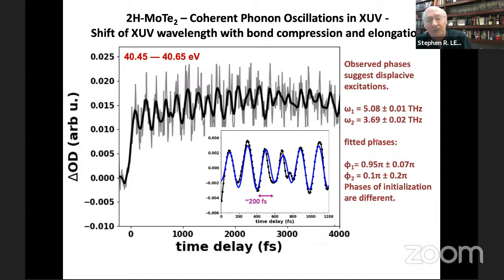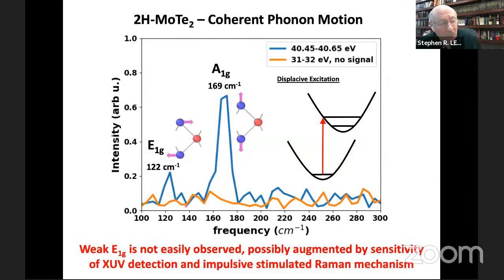And this oscillation is actually composed of two frequencies, one about 5 terahertz and one about 3.7 terahertz. And we can fit not only the frequency, but also the phases. And the phase gives us some new information about the mechanism. And what you see is that these two modes in the Fourier transform are showing us that one is an A1G mode and one is an E1G type of mode, and they can be formed by this displacive excitation.